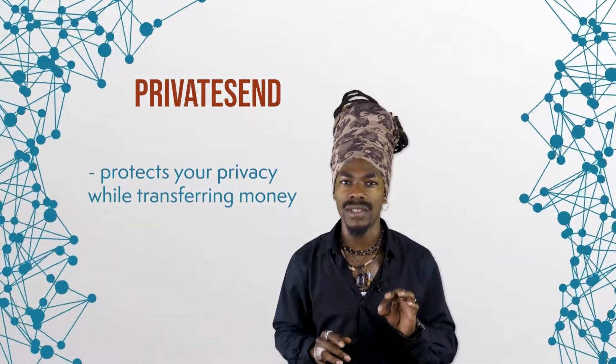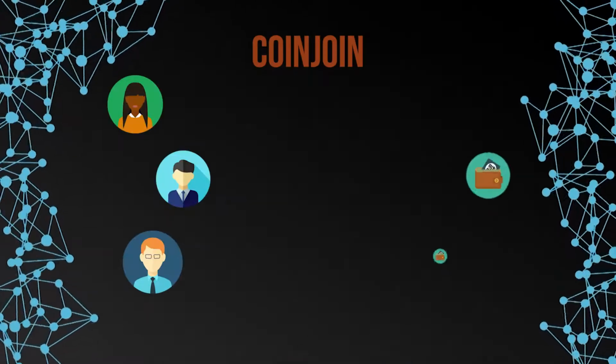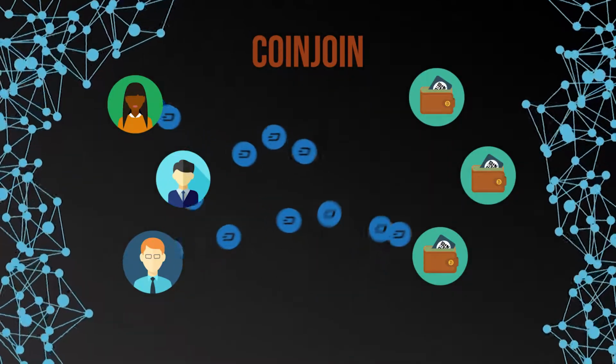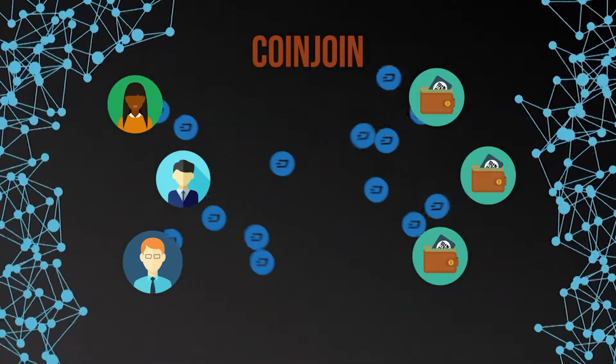PrivateSend, on the other hand, protects our privacy while transferring money in the network. This comes with a few limitations for transactions. You can only send amounts which are multiples of 0.01 Dash. The reason for this is the mechanism called CoinJoin. CoinJoin brings together Dash users who want to send a similar amount of Dash and mixes them together. Doing so, it is not possible to trace the origins of your funds, and it gives you true financial privacy.